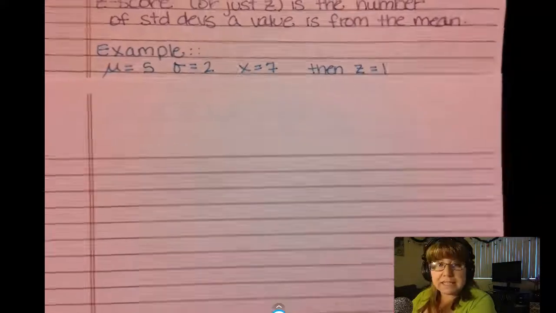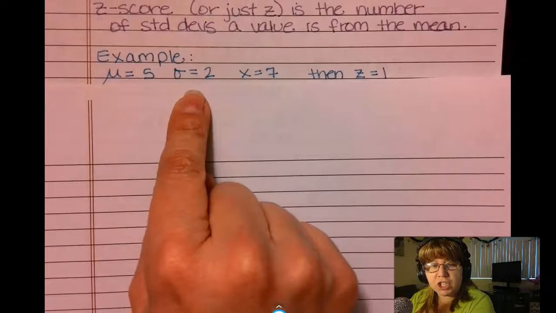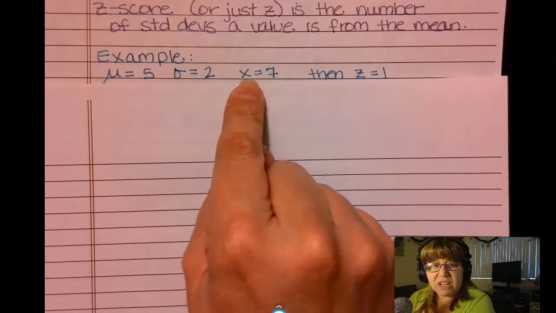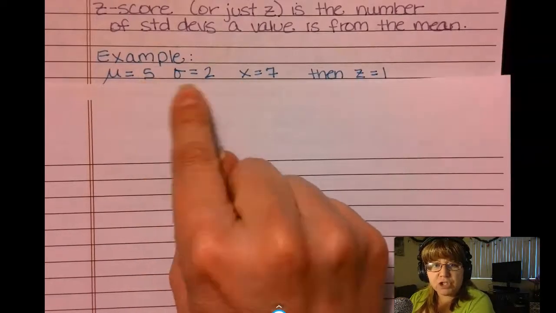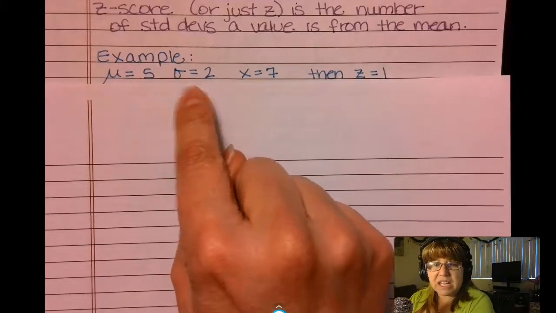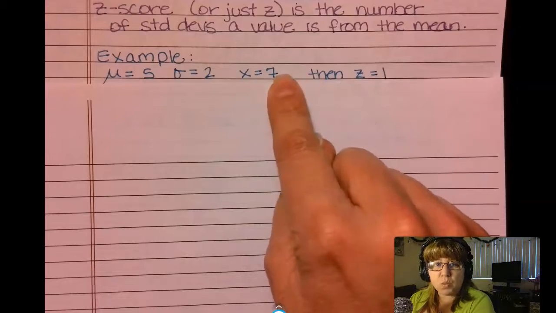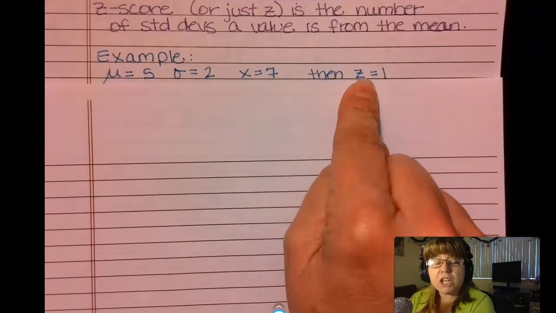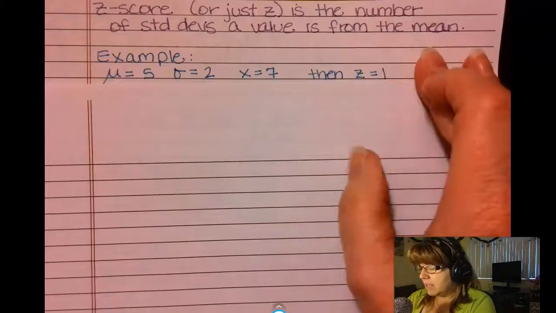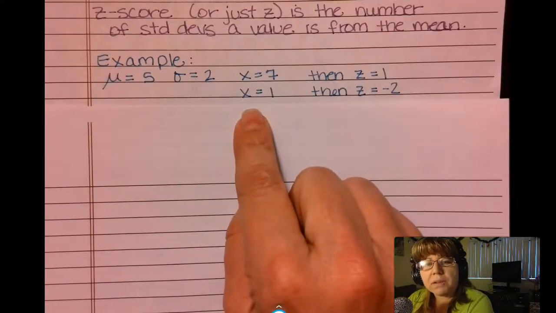So let's look at an example. We have a mean of 5, a standard deviation of 2, and an x value of 7. Since 7 is 2 above 5, and 2 divided by 2 is 1, that's 1 standard deviation above the mean. So 7 is 1 standard deviation above the mean, and its z-score would be 1.